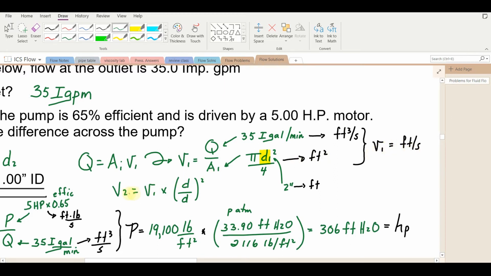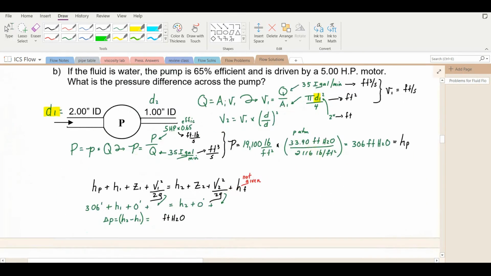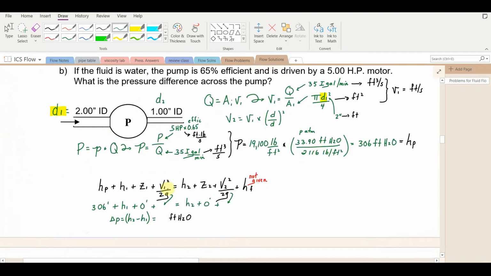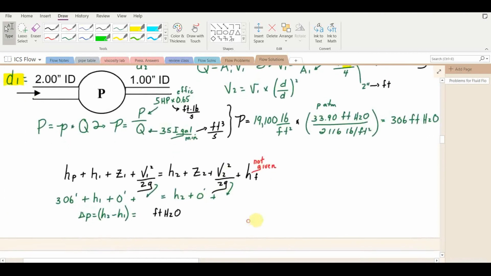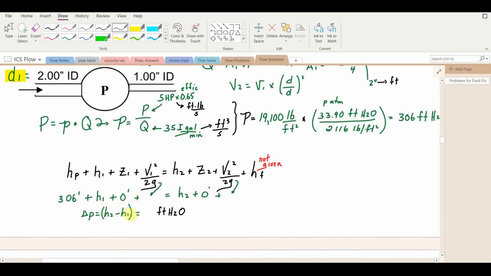Then V2 will be V1 times the ratio of the diameter squared. So that'll give you the terms for V1 squared over 2G, V2 squared over 2G, and you should be able to then rearrange and solve for the pressure difference across the pump. It'll be feet of water. If it was then required to be in some other unit, you could convert it.